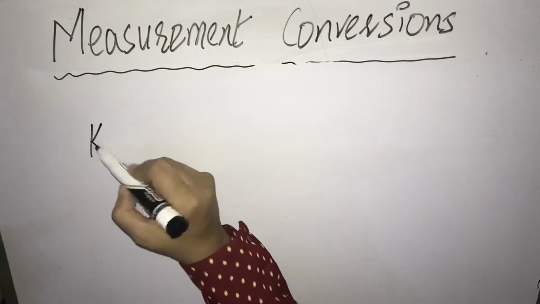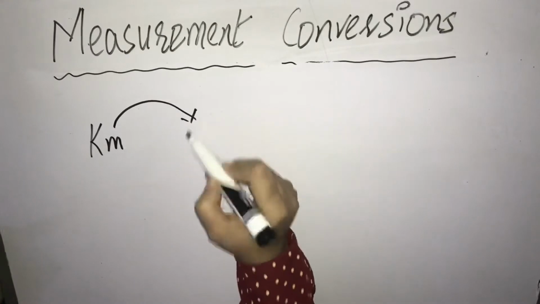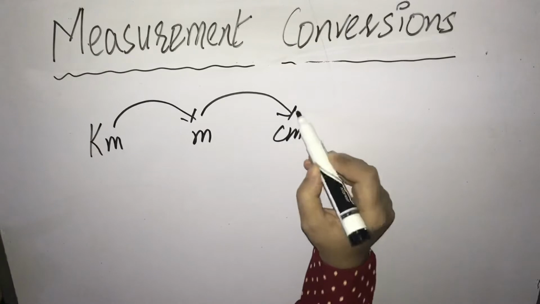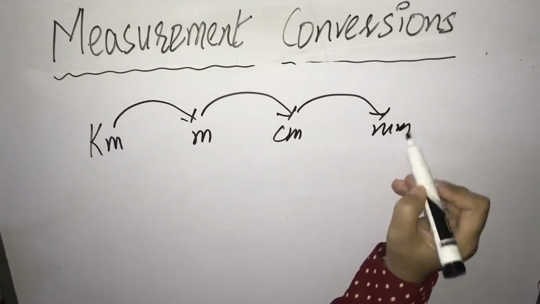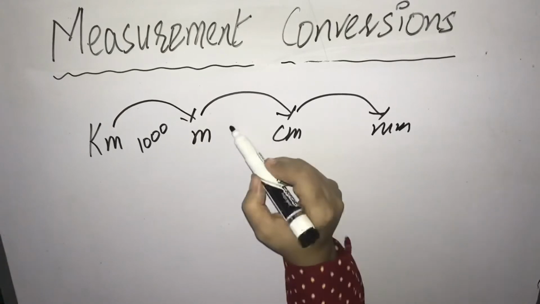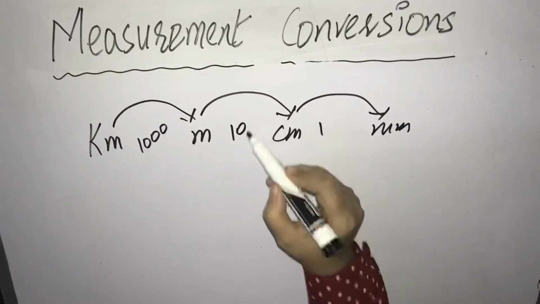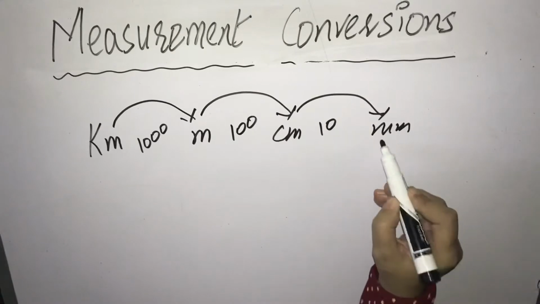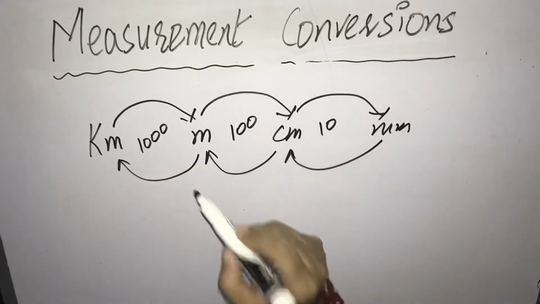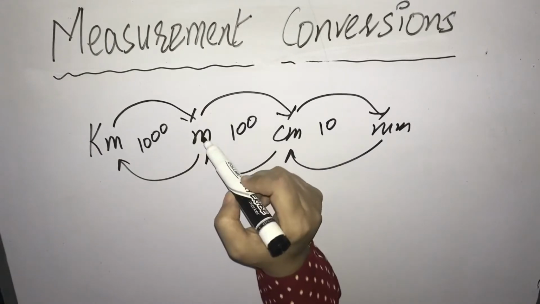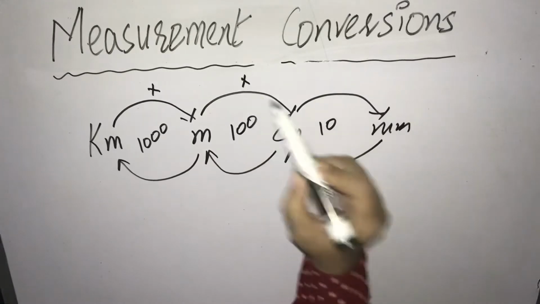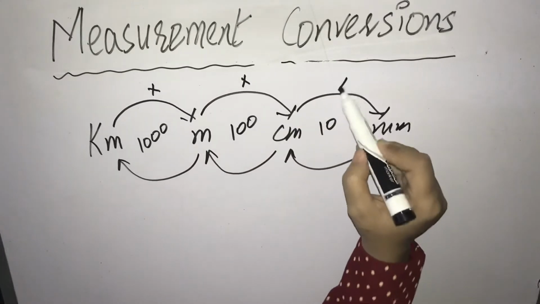In other words, kilometer goes towards meter, meter goes towards centimeter, and centimeter to millimeter. This is the relation of 1000, this is the relation of 100, and this is the relation of 10. When we go to a smaller unit, we have to multiply. When we go from kilometer to meter, we have to multiply. Meter to centimeter, we have to multiply. Centimeter to millimeter, we have to multiply.